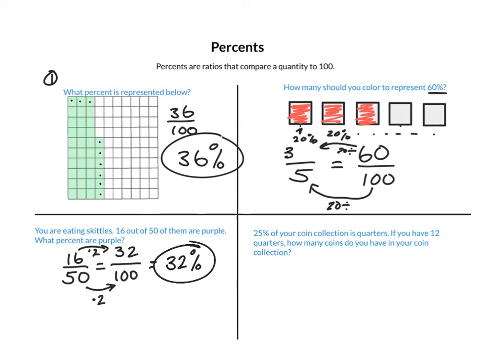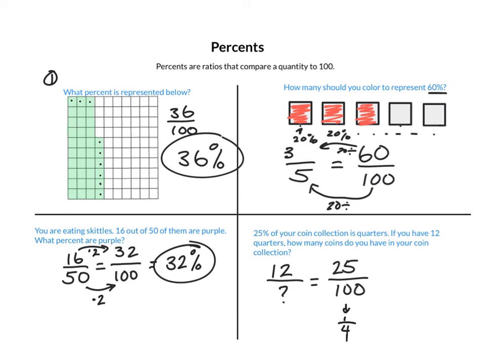Okay, and last but not least, we have 25% of your coin collection is quarters. If you have 12 quarters, how many coins do you have in your coin collection? So here we have 12 coins being quarters out of some number of total coins. And that's going to be equal to 25 out of 100 because that's our percent. It's 25%. So let's think of this one a little bit differently. 25 out of 100 is equal to 1/4.